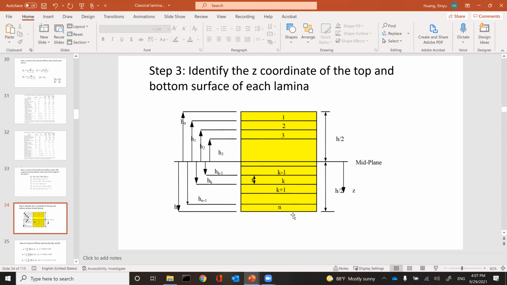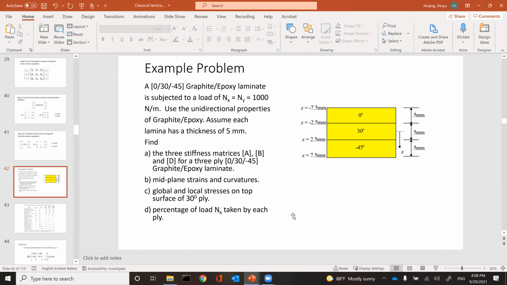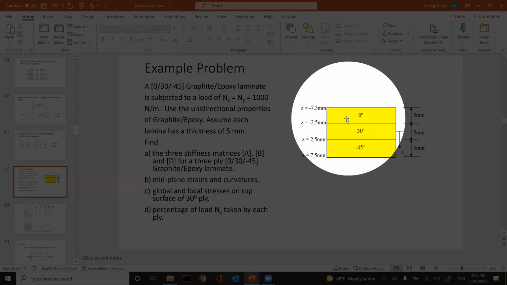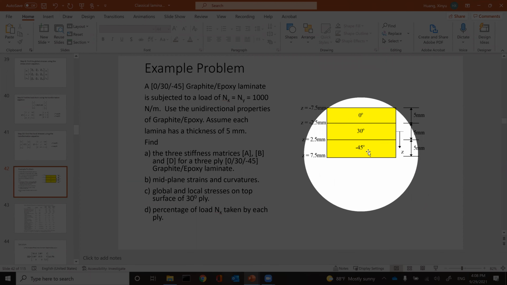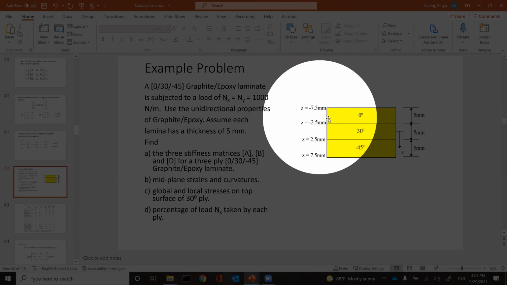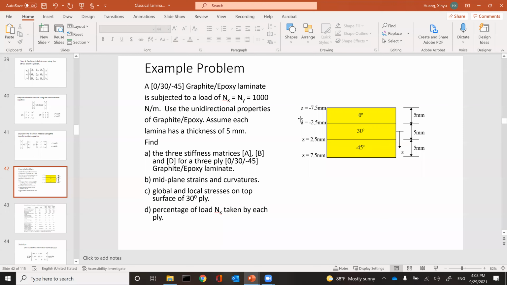Okay, let's set it up for our plies. Our ply has 3 layers. It's a piece of cake. That's how we set it up, right? You see this drawing is how you set it up. First layer 0, second layer 30, third 45. So this coordinate is minus 7.5, minus 2.5, 2.5, and 7.5. This will be h0, h1, and so on. You can use z, z0, z1, z2, z3, doesn't matter. You can pick your variables. Right? Any questions? Pretty straightforward.